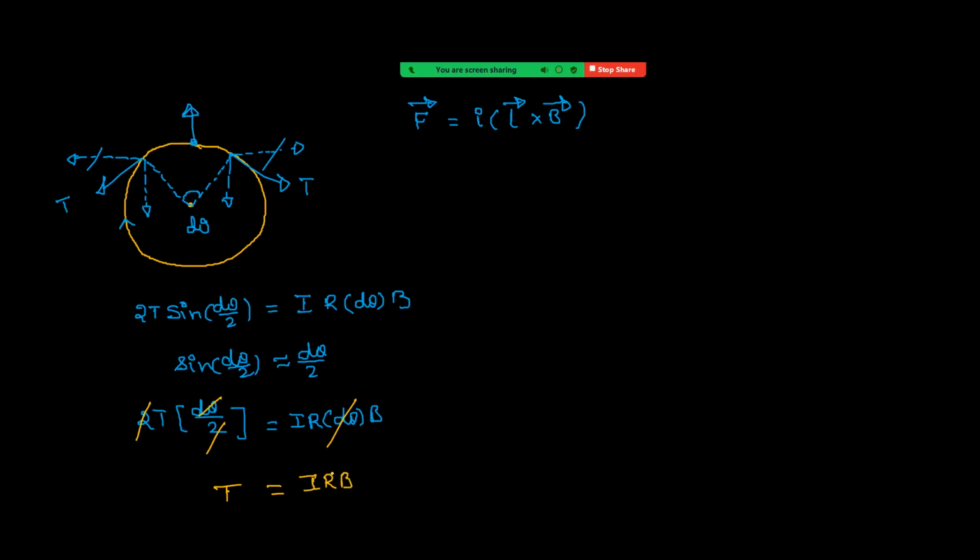Now in the problem, it is given that length is equal to L. That length is equal to 2 pi R. So in place of R, we can write L by 2 pi. So L by 2 pi into B, so tension is ILB by 2 pi.